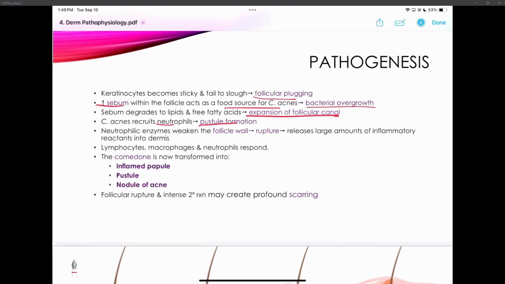Neutrophilic enzymes weaken the follicle wall, leading to rupture. And we get a large quantity of all these inflammatory reactants that are in that little area now spreading to surrounding tissues. Because of this secondary inflammatory response, more lymphocytes and more macrophages come to the area. Now this comedone is transformed into an inflamed papule or a pustule or a nodule of acne. So the nodular form of acne is obviously the worst form. And then follicle rupture, that secondary reaction, causes profound scarring. Again, don't pop your zits, because that's what's going to cause it.